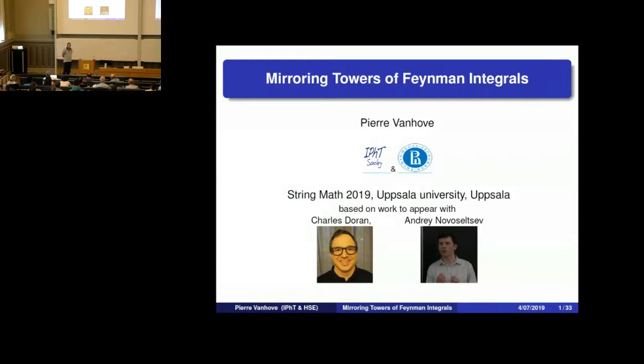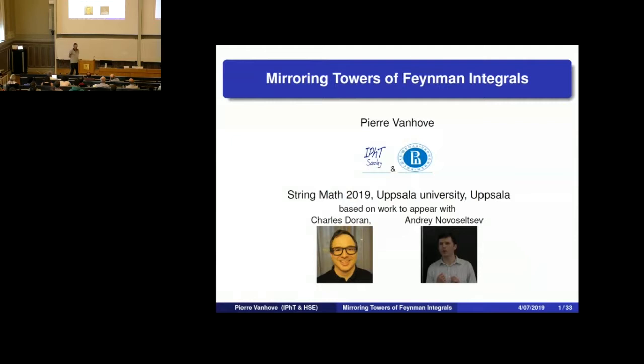people use to compute top quark corrections can be expressed in terms of local Gromov-Witten invariants, and they can be computed, in a sense, by evaluating the Feynman integral using mirror symmetry. All these things certainly look very surprising to you, but this is what I want to tell, and this is based on some work that will hopefully appear soon with Chuck Doran and Andrei Novoseltsev.